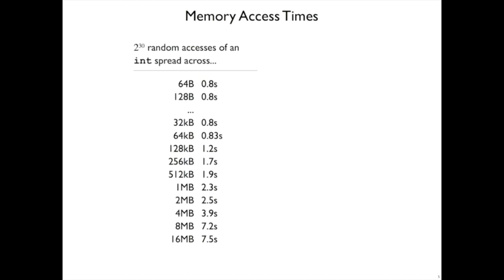Just to see how long things take on my machine, I set up a program to make 2 to the 30th accesses to integers. And I spread those integers across varying amounts of memory. So only across 64 bytes, or 128 bytes, all the way up in my experiment to 16 megabytes. In all of these experiments, I kept the number of integer accesses constant, and all I changed was how much memory I was drawing from, jumping around these different sets of memory.